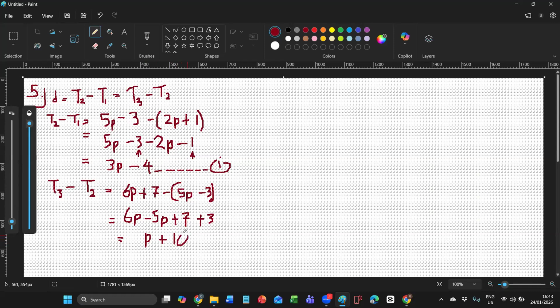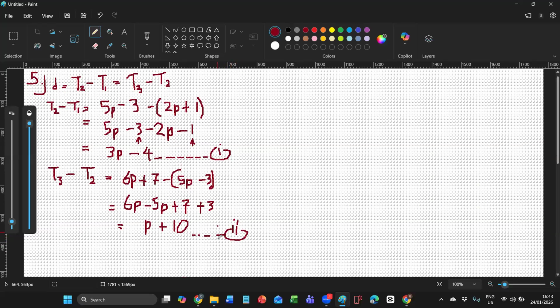So this will form our equation 2. I will use Roman numerals, so let me stick to it, to show some consistency.